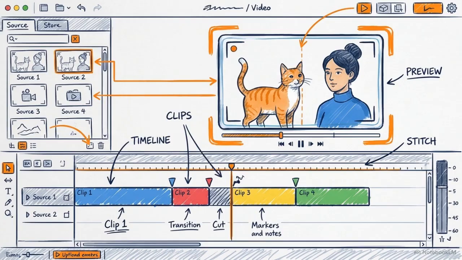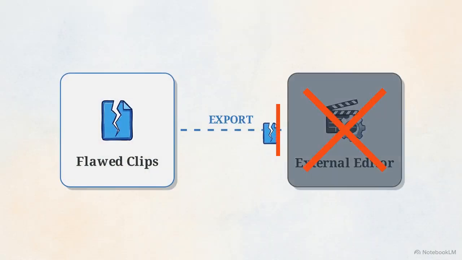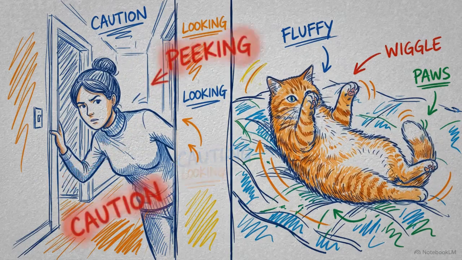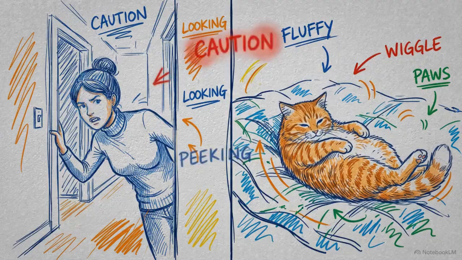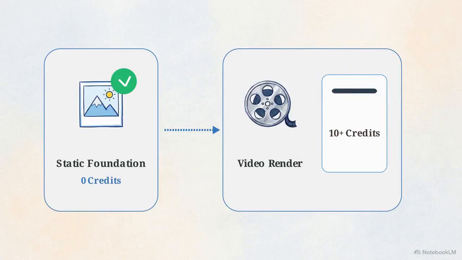By utilizing Flow's internal timeline capabilities, you resolve the errors neatly. You eliminate the need to export flawed clips and fix them in an external video editor. The final sequence plays cleanly. The woman searches, and the cut lands exactly on the action of the correct cat rolling over. This deliberate sequence was built efficiently because we finalized the static elements before we spent a single credit rendering video frames.